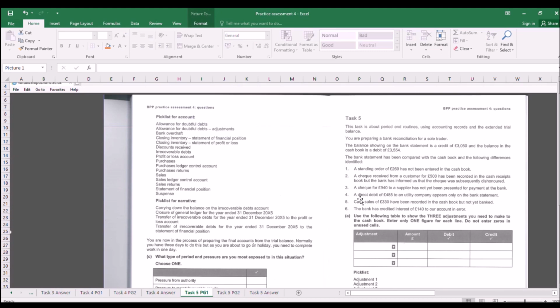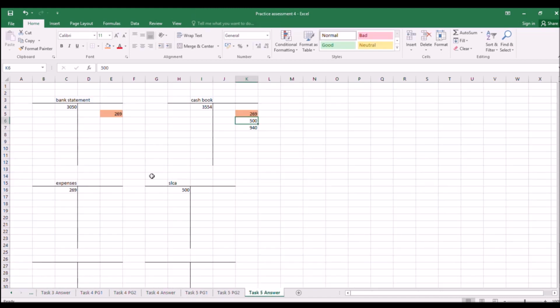A direct debit of 485 to a utility company appears only in the bank statement. Okay, 485 on the bank statement, but not in the cash book, so that would need to be transferred over as well. So that's going to have to come across as well.